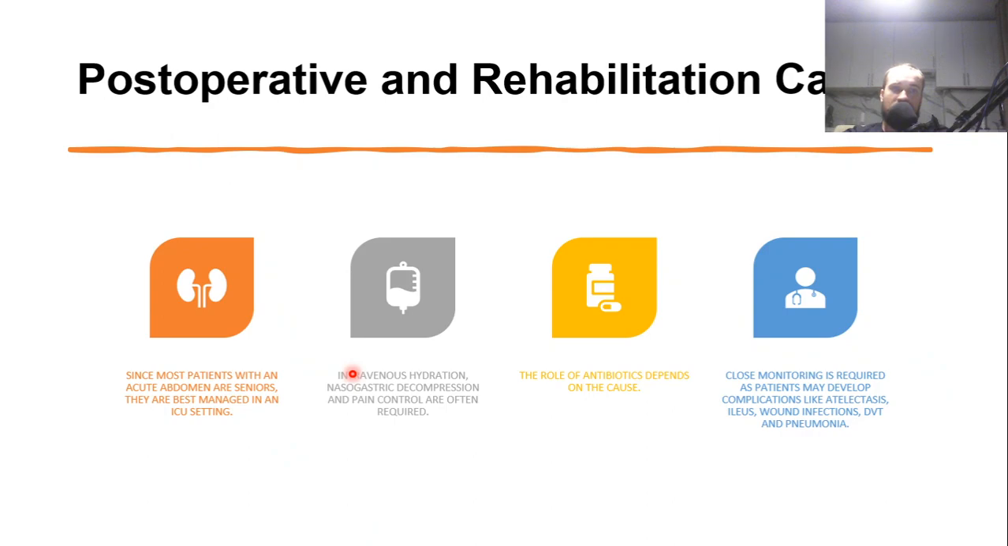Postoperative and rehabilitation care. Since most patients with an acute abdomen are seniors, they are best managed in ICU settings. Intravenous hydration, nasogastric decompression, and pain control are often required. The role of antibiotics depends on the cause. Close monitoring is required as patients may develop complications like atelectasis, ileus, wound infections, DVT, and pneumonia.